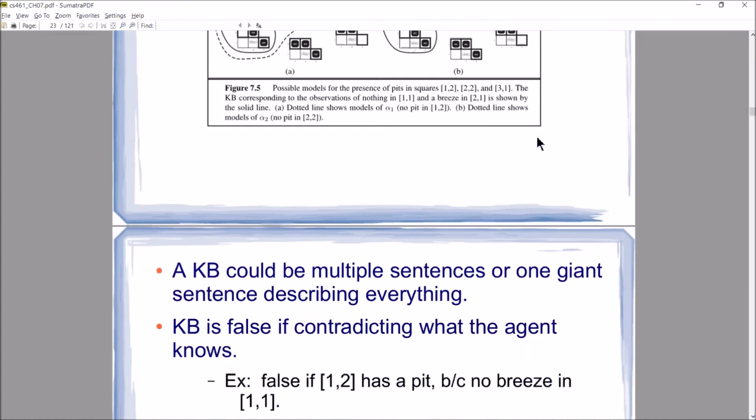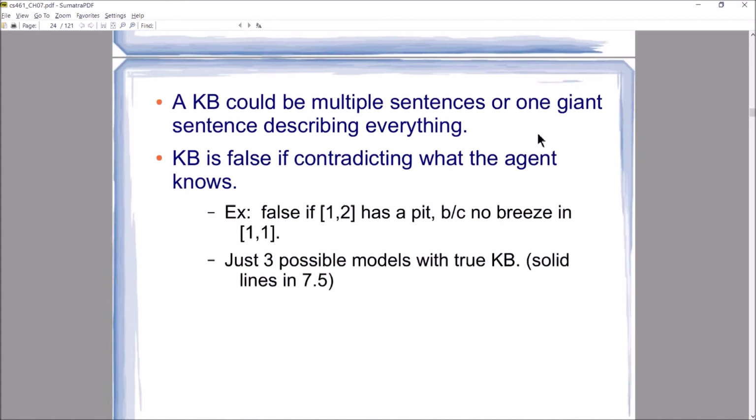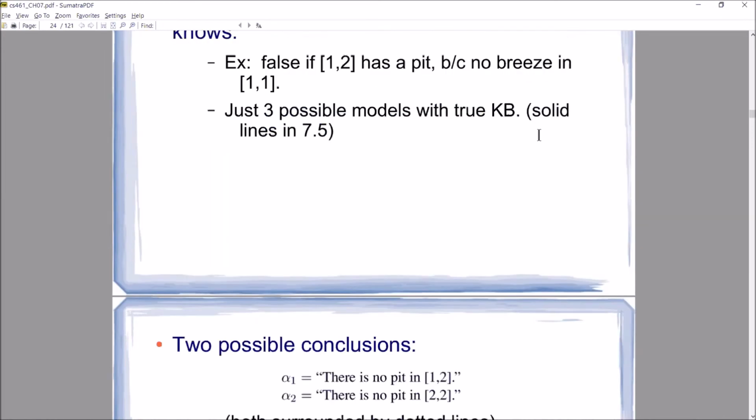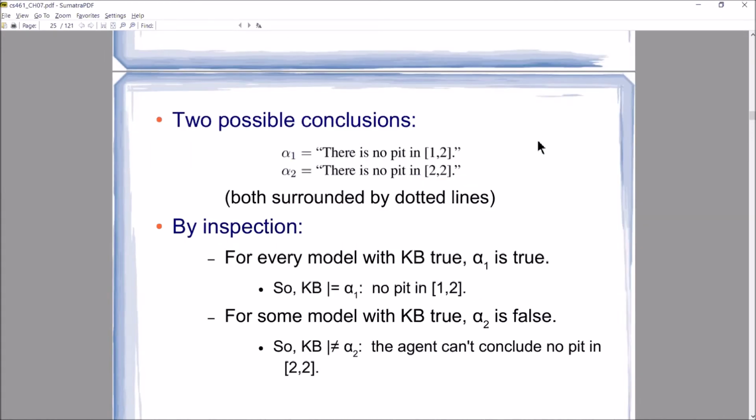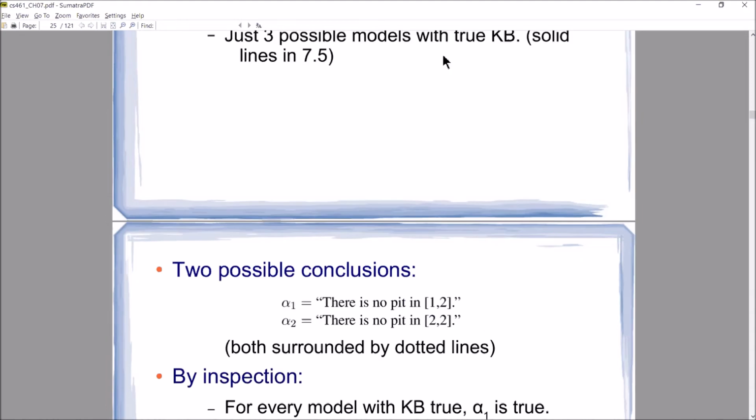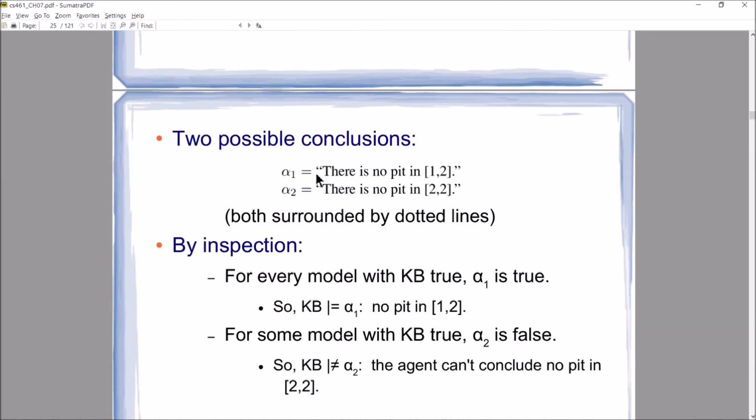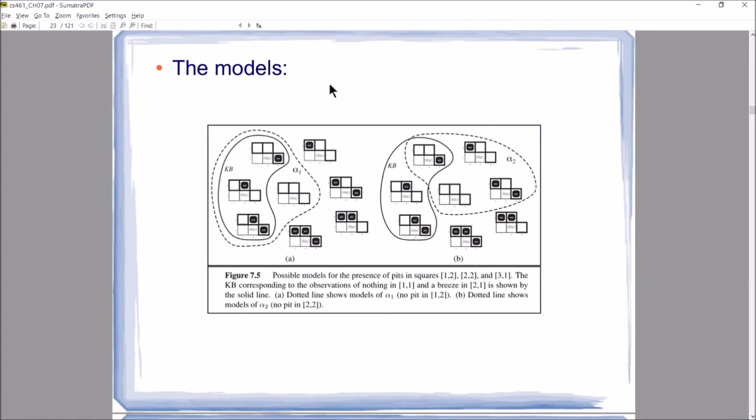Okay, so there's two possible conclusions, right? We'll come back to them in just a second. There's no pit in 1,2, or there's no pit in 2,2, both surrounded by the dotted lines, as I was just saying. Right now, by inspection, for every model where the KB is true, alpha 1 is true. That is to say that for every model where our knowledge base is true, there is no pit in 1,2. So let's go back up here and look, right?